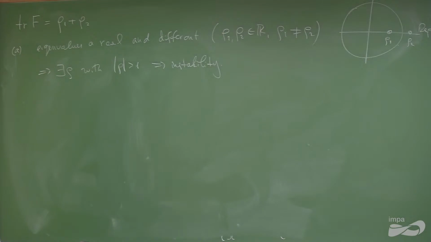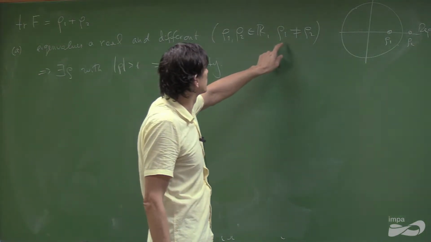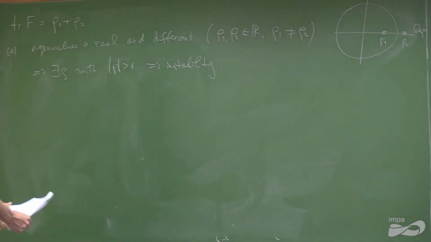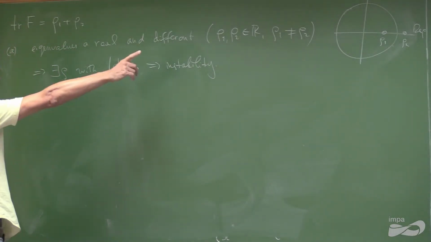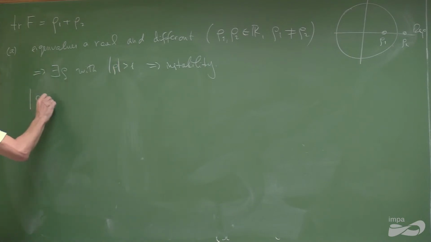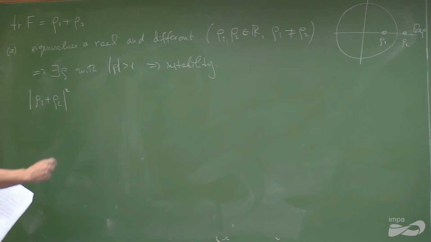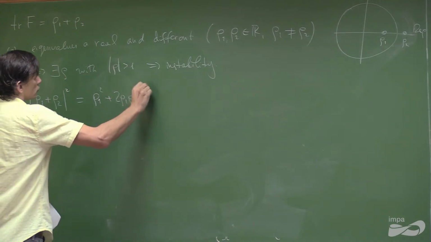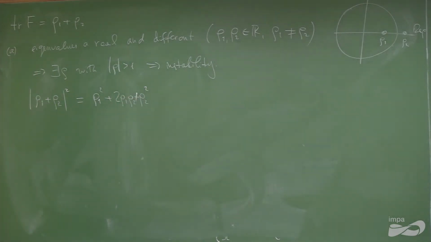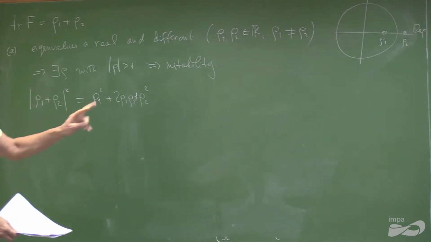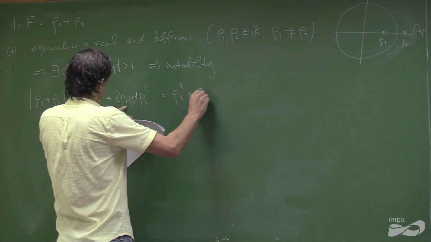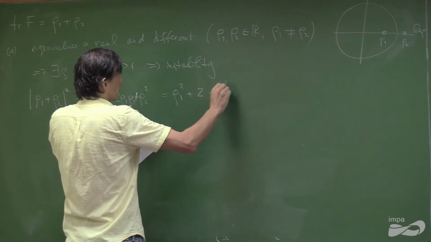Instability. In this case, in fact, let's see, we will want to use this trace condition. So if this happens, what happens with the trace? Both of them are real, so then the absolute value of the trace, let's take the square root. Since both are real, we can just open the square in the usual way. So this will be rho 1 squared plus 2 plus rho 2 squared. Then we can use the fact that rho 2 is 1 over rho 1, so it will be rho 1 squared plus 2 plus 1 over rho 1 squared.